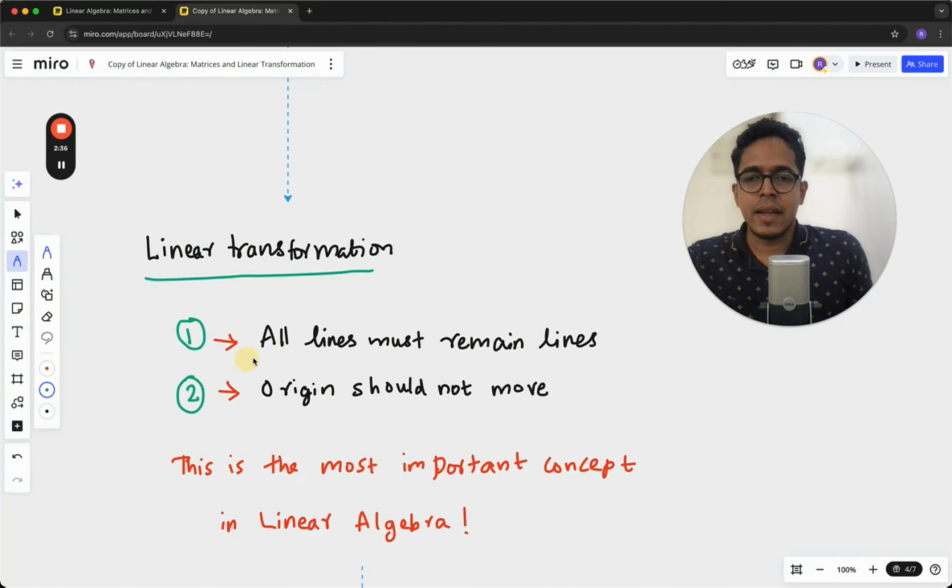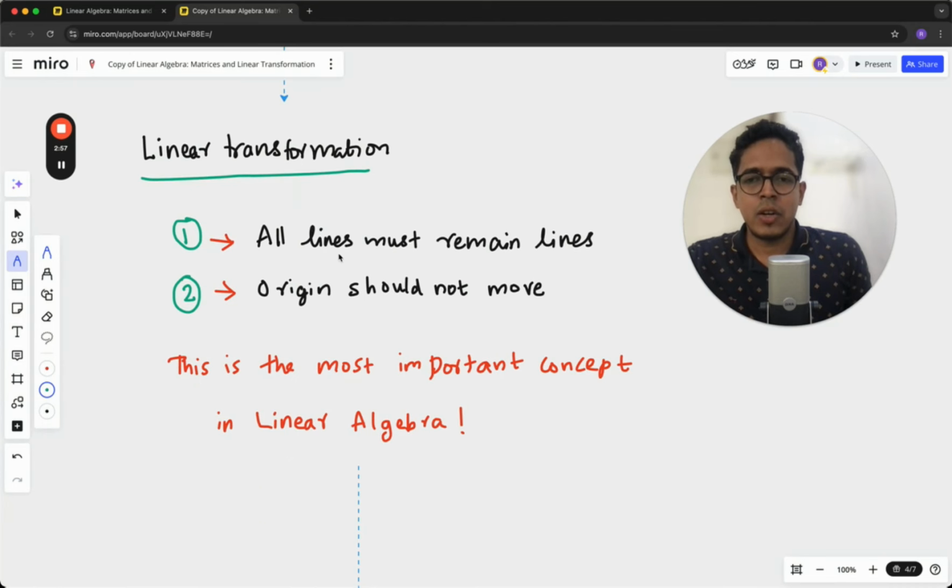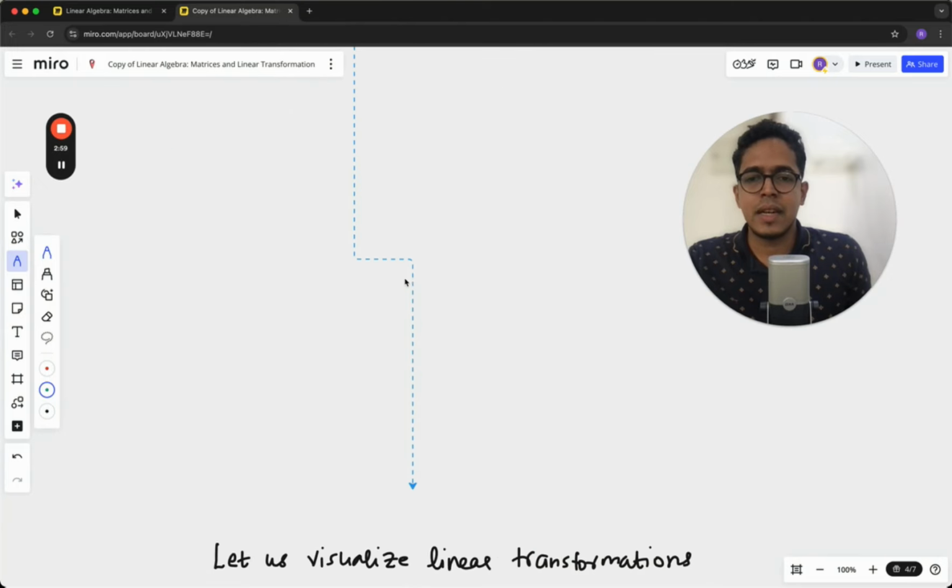Now, let us see what the first point specifically means. When I say origin should not move, I'm pretty sure that you can imagine that really well. But when I say all lines must remain as lines, I'm not really certain that you are imagining the exact same thing that you are supposed to imagine. So what lines are we talking about here? Let's start with an example, right?